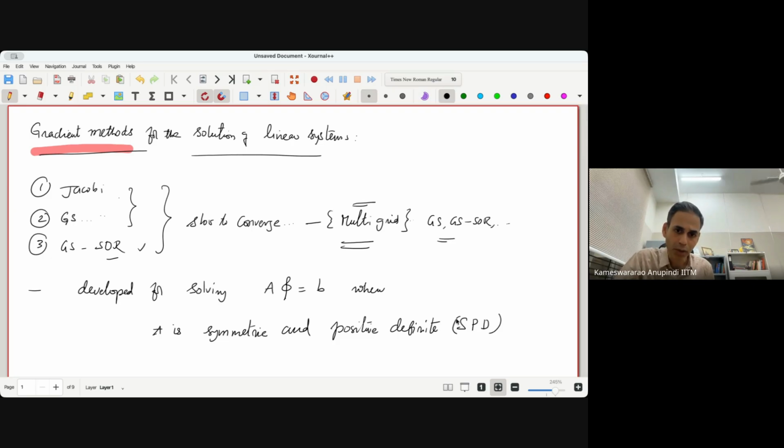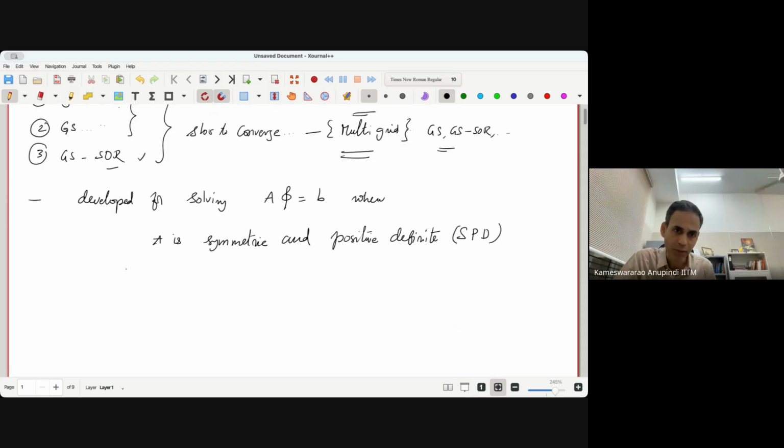Okay. So what is a symmetric and a positive definite matrix? We know that a symmetric matrix is one whose transpose is the same as itself, right? If you transpose a matrix and it comes out to be exactly the same as the original matrix, then it is known as a symmetric matrix. Okay, and so that is the first point.